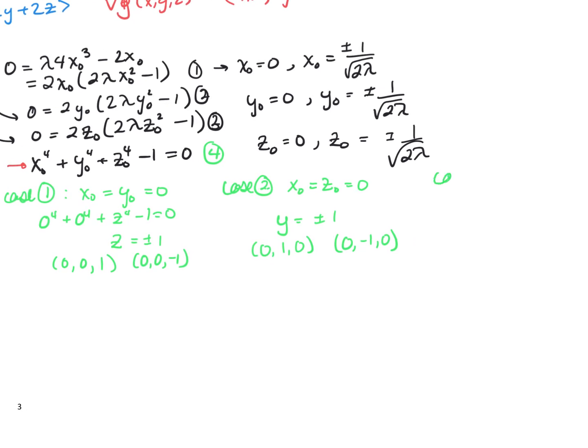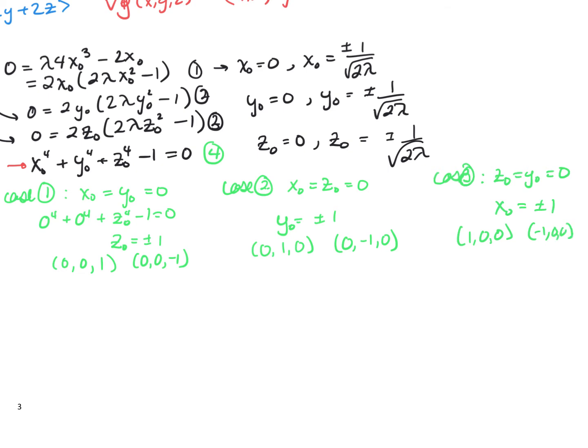Case number 3. This is when z naught is equal to y naught, which is equal to 0, which tells me that x naught is going to be equal to plus and minus 1, and so I have 1, 0, 0. I have negative 1, 0, 0.